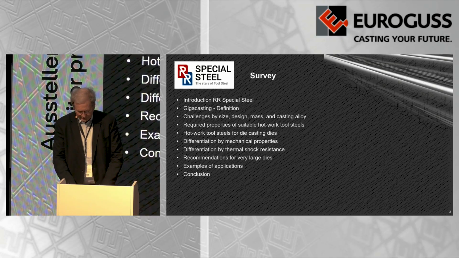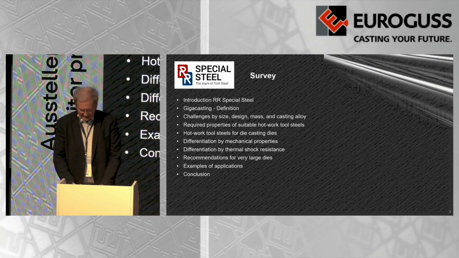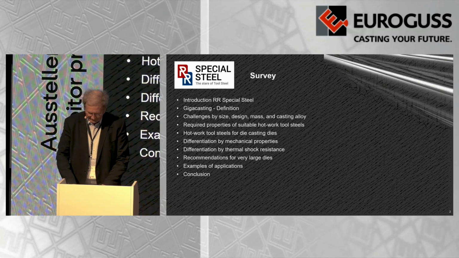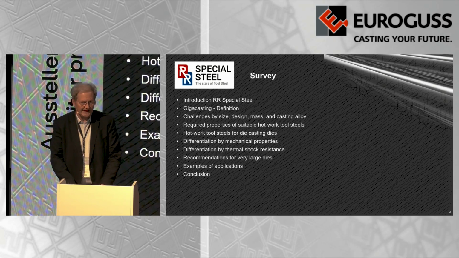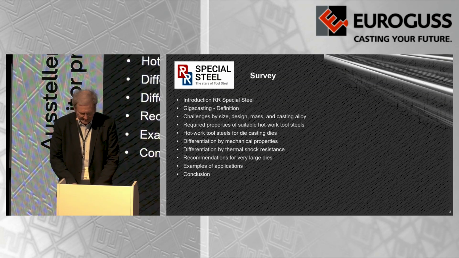I will then introduce the hot work tool steels which RR Special Steel produces for die casting applications, and I will show how these steels can be differentiated with regard to mechanical properties as well as thermal shock resistance. This description is then rounded off by some recommendations for the selection of suitable steels and also for the hardness definition of hot work tool dies for large giga casting applications.